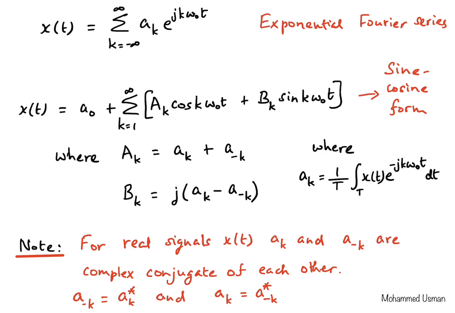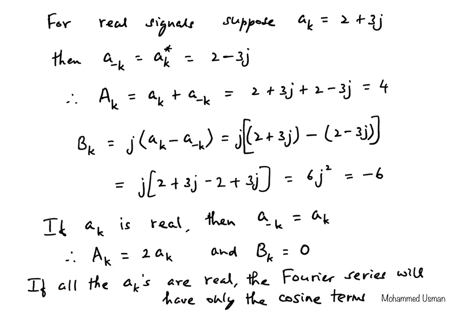Now, for real signals, when x of t is a real signal, we said earlier that the Fourier series coefficients a_k and a minus k are complex conjugates of each other. So a minus k is a_k star, and a_k is a minus k star. They are complex conjugates of each other, and when that is the case, what happens to capital A_k and capital B_k? Let's see that, and after that we will wind up today's lecture.